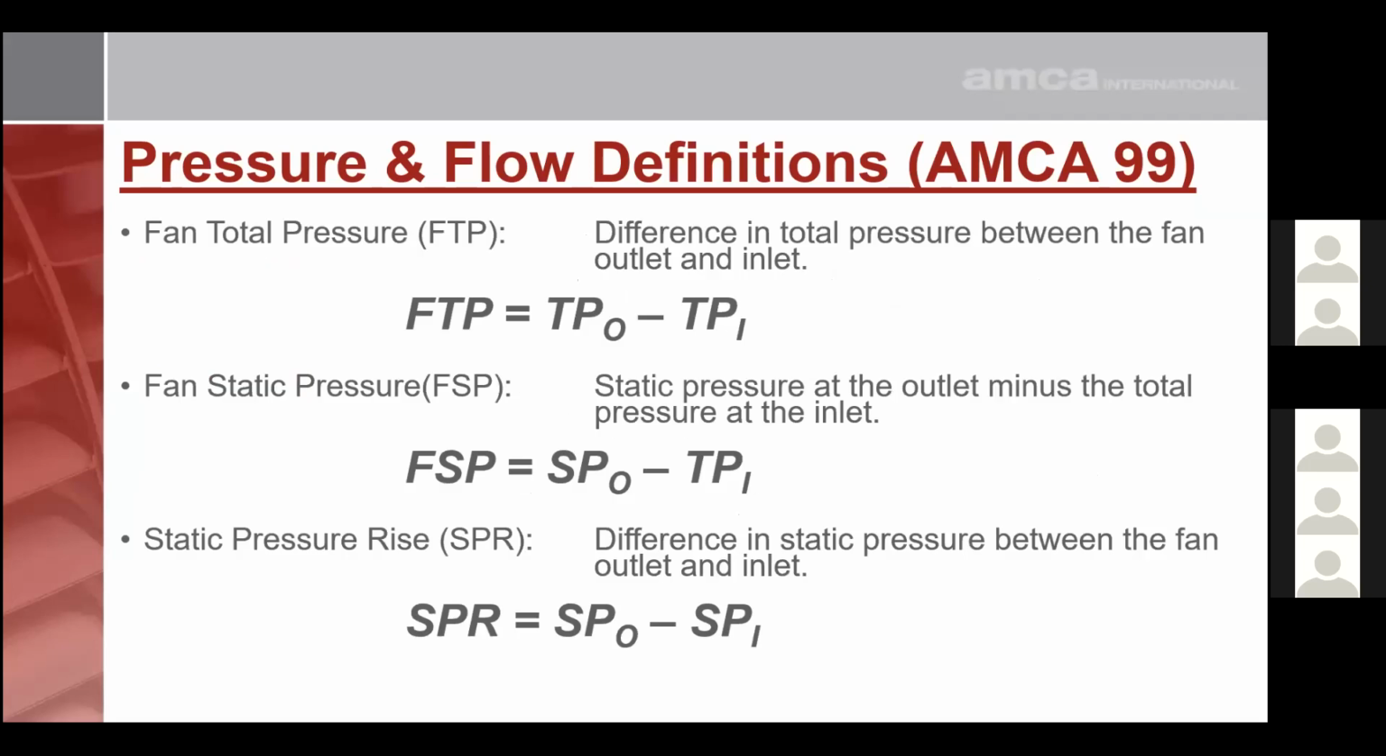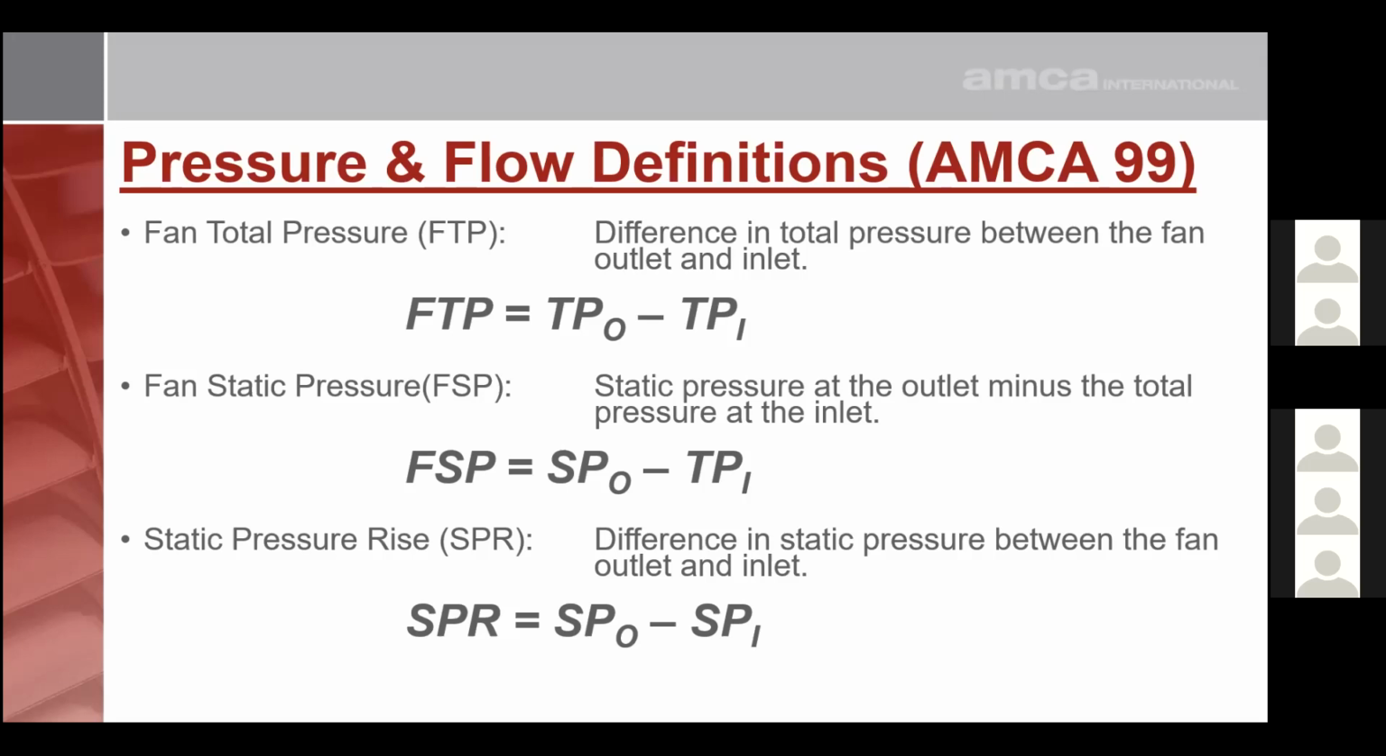AMCA defines three types of pressure that are typically used to define how a fan is rated. There's fan total pressure, which is the difference between the total pressure at the outlet and the total pressure at the inlet. This is typically used for axial fans and is often used in fans that are rated and specified in Europe and other parts of the world. Here in North America, though, we typically look at fan static pressure, which is the static pressure at the outlet minus the total pressure at the inlet.